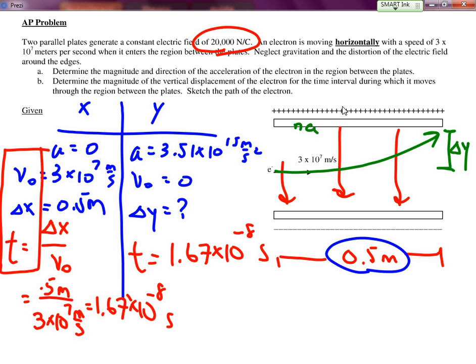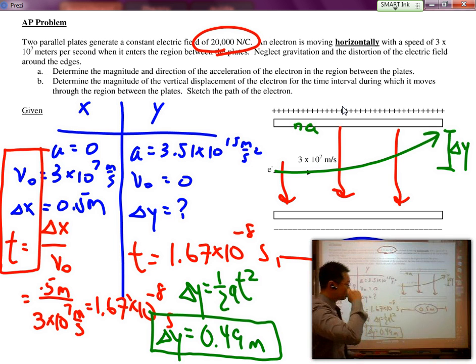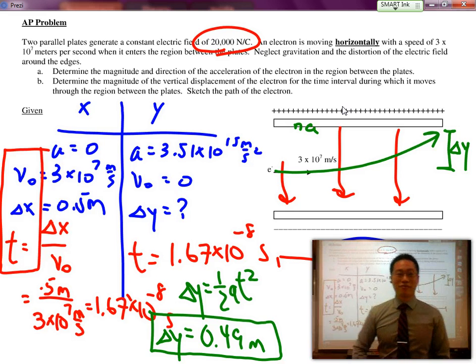And to finish off, we know that delta y is equal to 1/2 a t squared, because the v0 t term crosses out. You get 0.49 meters. Okay, so yes, I know this is a projectile motion question, but luckily it's very straightforward.